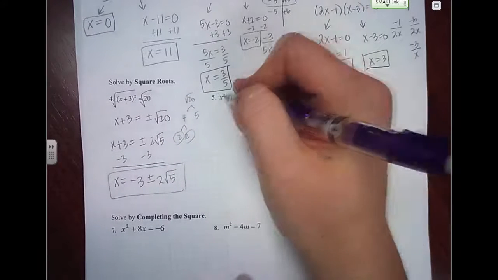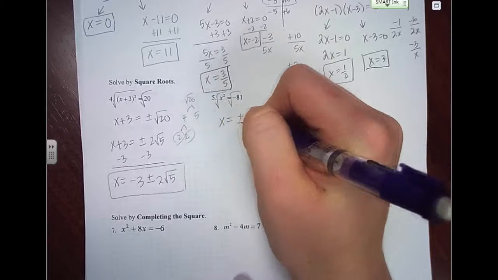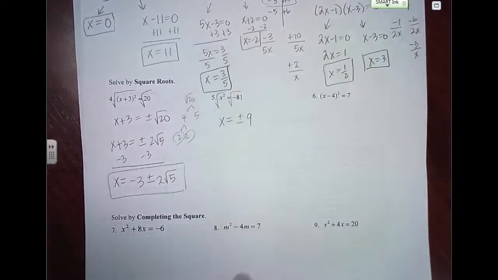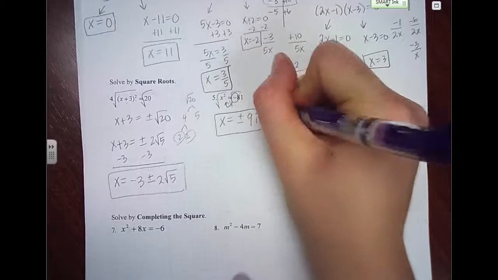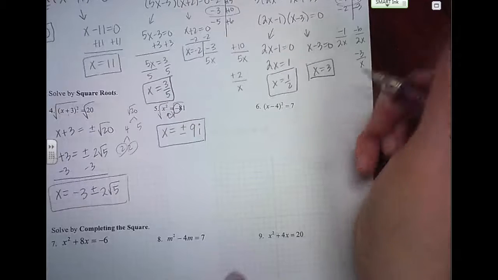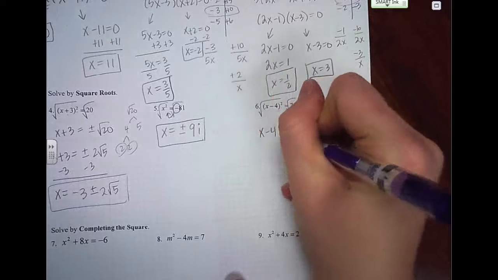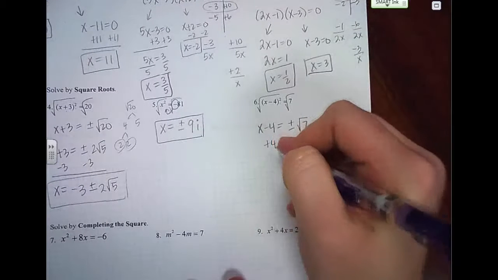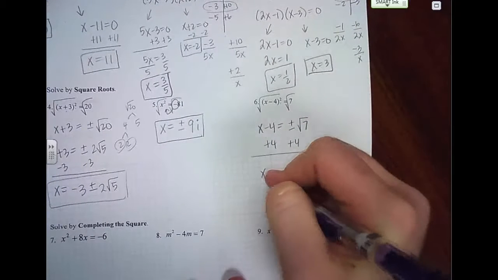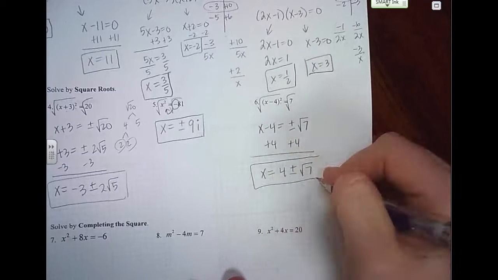Okay, number 5, again, the x is already isolated. So x equals plus or minus 9, because the square root of 81 is 9, and I need to bring that negative out front, becomes an i. And number 6, square root. So x minus 4 equals plus or minus square root 7. I can't simplify the square root of 7, so I'll add 4 over. X equals 4 plus or minus square root 7.